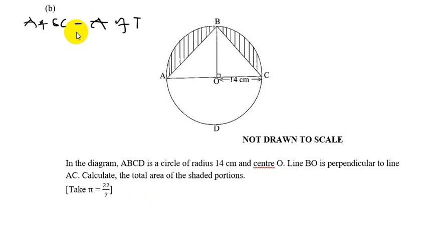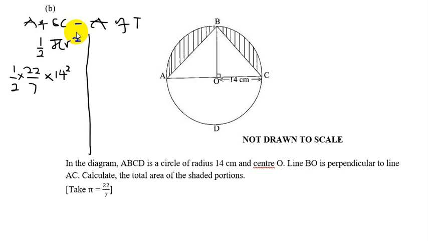So for the semicircle, we know that the area of a circle is pi r square, but because it's a semicircle, it is half of pi r square. Now we will just fix it. We are going to get 1/2 times 22/7 times radius is 14, so 14 square. So we will cancel. 2 goes here, 1, it goes here, 11. Then we are going to get 14 square. That is 14 times 14, which gives us 196.